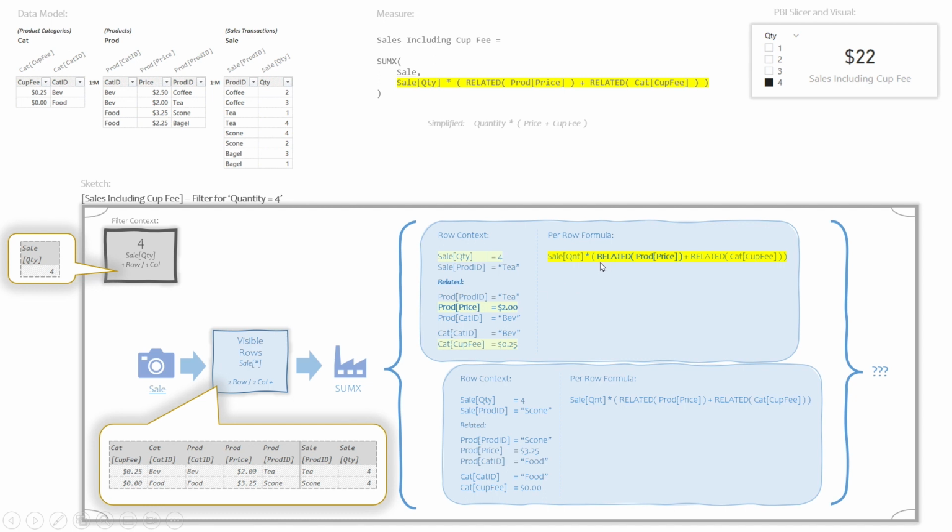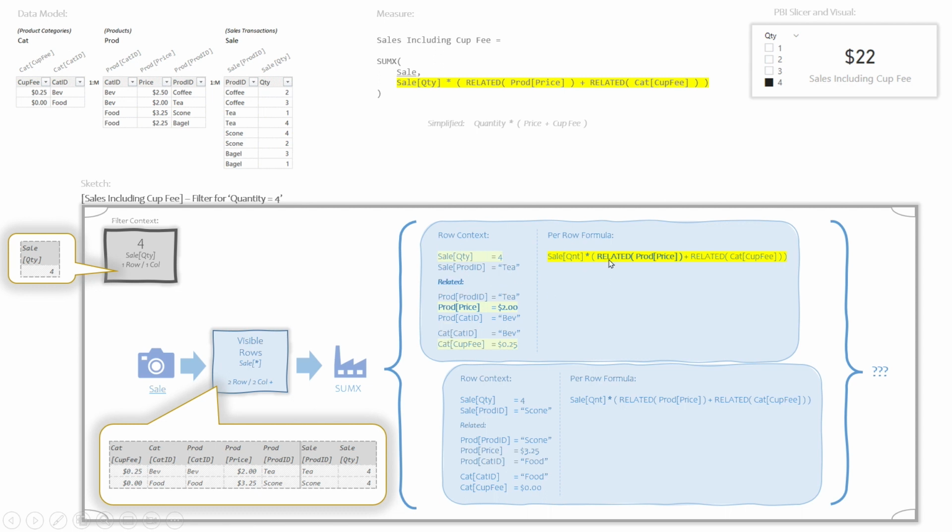If you look at our per row formula, though, it doesn't just say prod price. It says related prod price. The reason being that if you want to get any of the values to the left of this little special line right there, all of the values from the related columns, you can't just type in the name of the column. You have to use this related function. What it does is tell DAX, hey, when you go look in the row context, don't just consider the normal values. I want you to go look at the related ones as well.